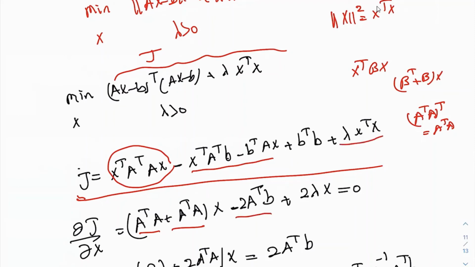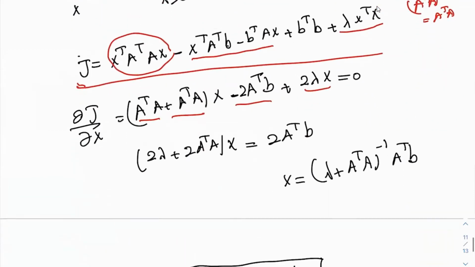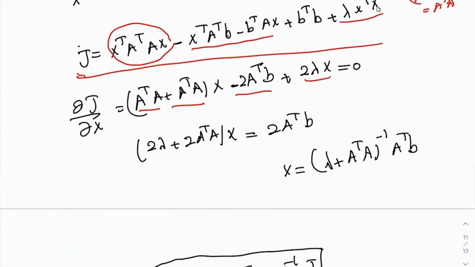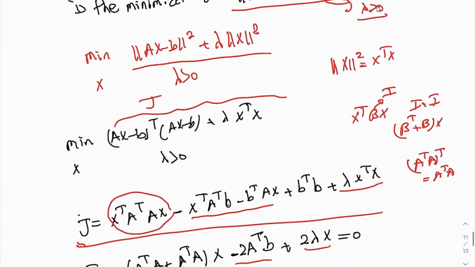And this one is what? This one is nothing but when B is replaced by identity here. So you get identity transpose I plus I, so you get 2x. Here we get 2 lambda x because we have a lambda as well. If you set it equal to 0 and simplify that, you get x equal to this, right? So this is going to be the solution of this equation. It's a minimizer of this expression.